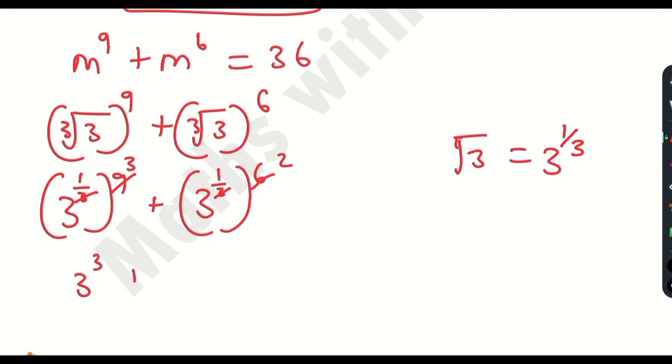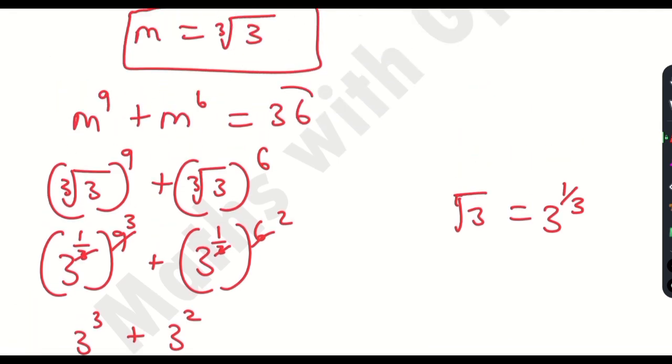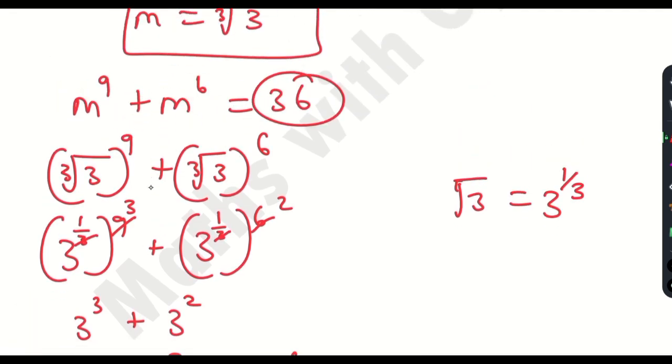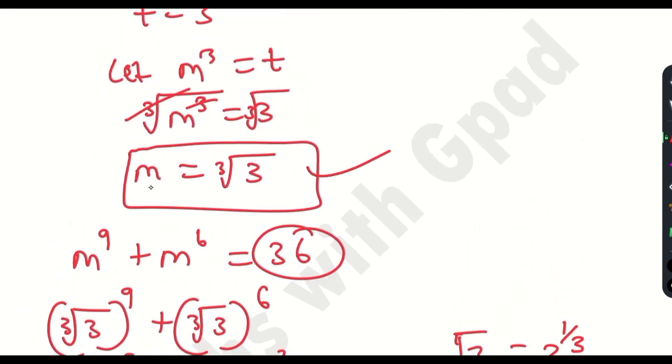3 raised to the power of 3 plus 3 raised to the power of 2. And what is 3 raised to the power of 3? That's 27. And 3 raised to the power of 2 is what? 9. 27 plus 9 is what? 36. And that was the same thing we had right here. So yes, the value of m that will satisfy the equation is the cube root of 3.